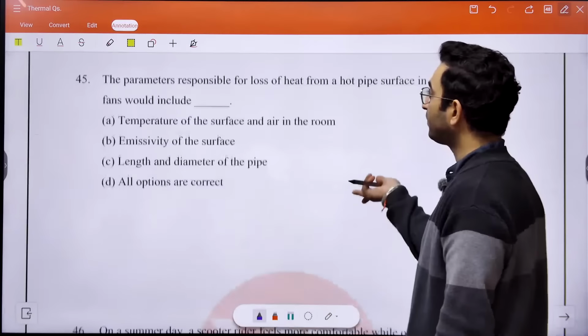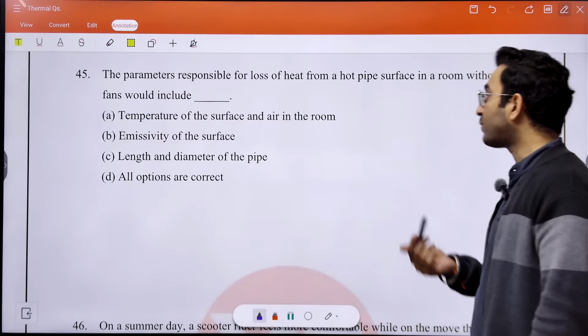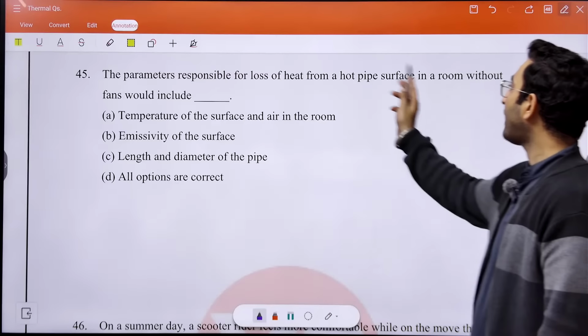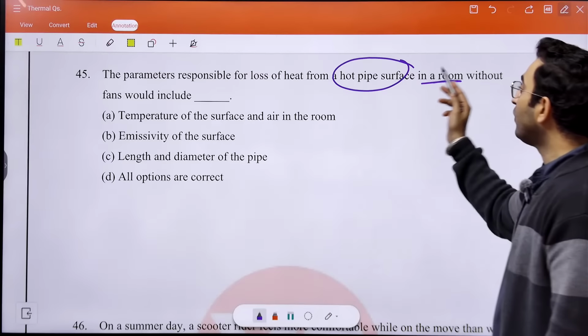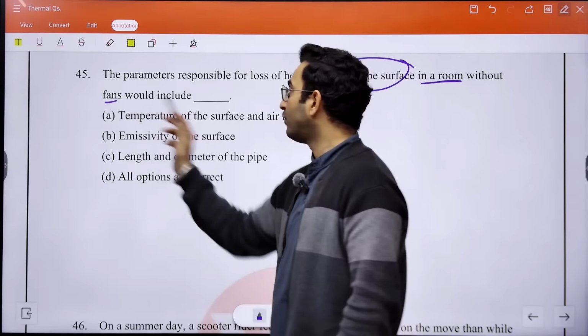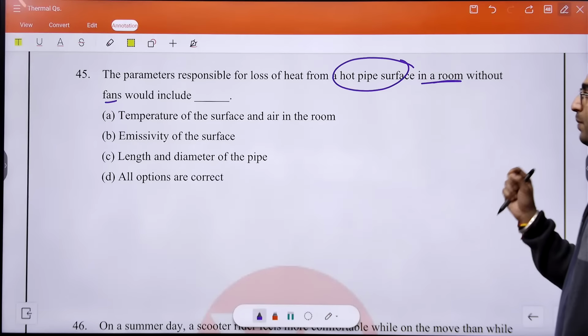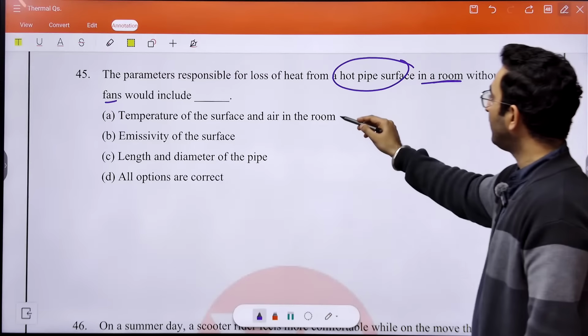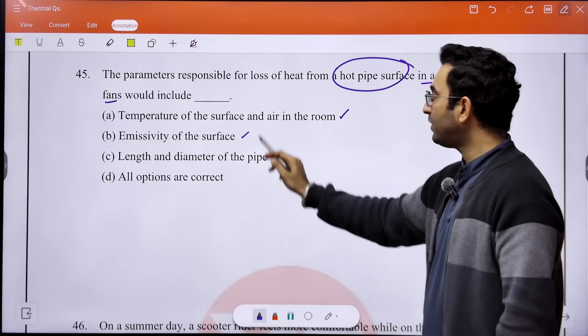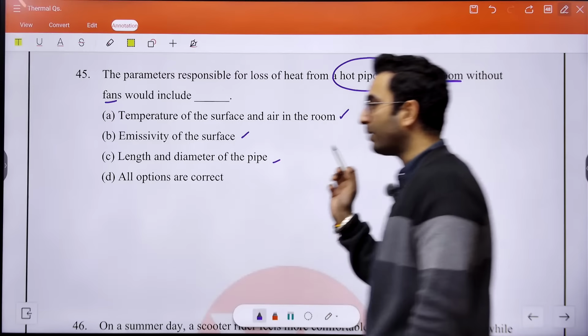Next part, the parameters responsible for the loss of heat from a hot pipe surface in a room without fan would include, yes, tell me the answer in this case. Temperature of the surface and air, emissivity of the surface, and length or diameter of the pipe here.